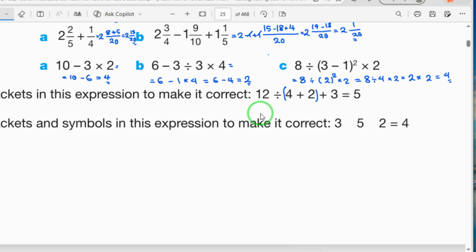Now it's equal to, write 12 divided by 4 plus 2 becomes 6 plus 3. Then we first divide 12 divided by 6 give us 2. 2 plus 3 is equal to 5. So 5 is equal to 5. That's completely right.